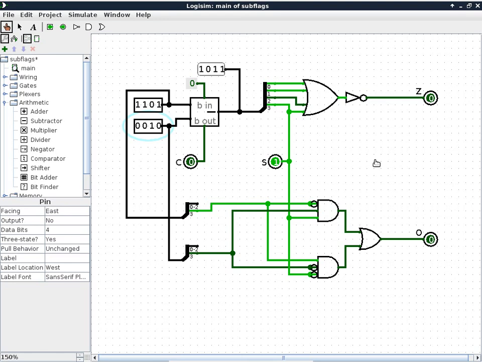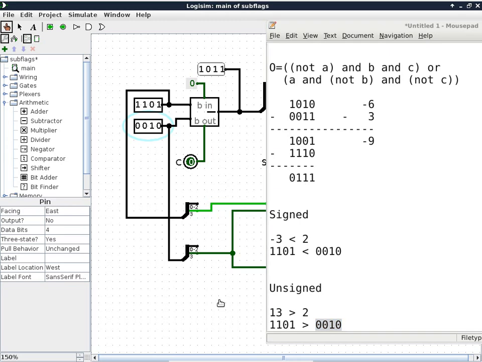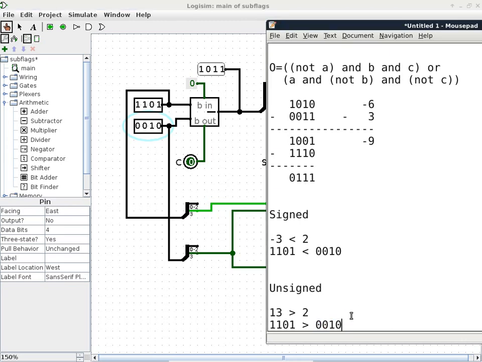Which flag should I pay attention to when I look at these numbers as unsigned, and which flag should I pay attention to when I look at these numbers as signed numbers? That is the question. When we look at these as unsigned numbers, 1, 1, 0, 1 is considered to be greater than 0, 0, 1, 0. And what you want to do in this case with unsigned is you pay attention to the carry flag.